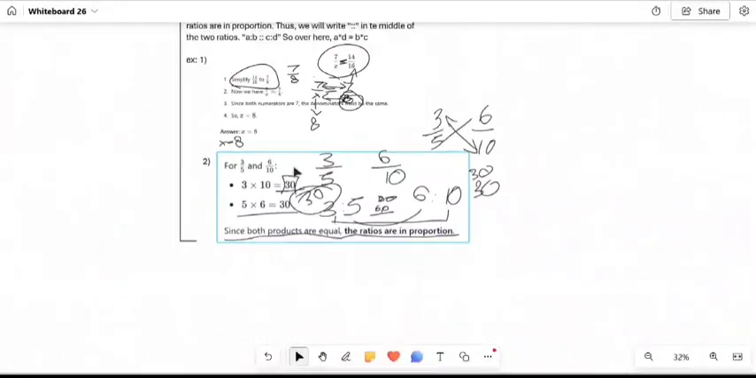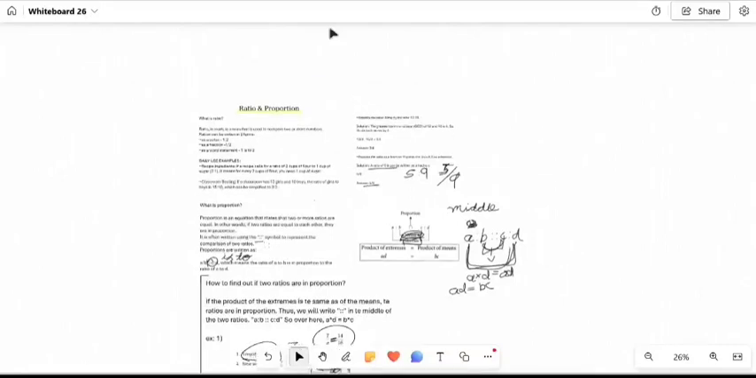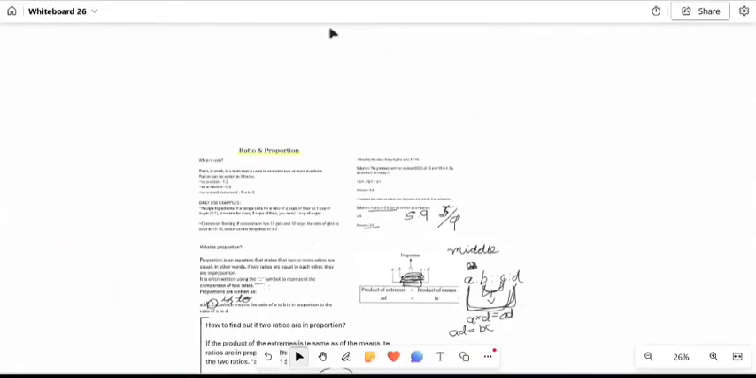These are the basics about ratio and proportion. In my next video, we will do some word problems about ratio and proportion.